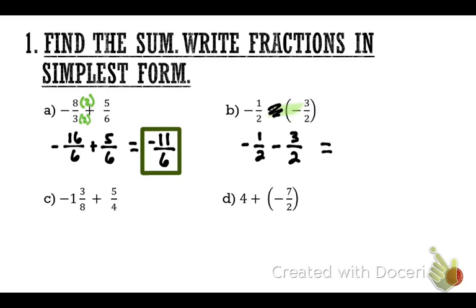Zion, what would the answer be? 4 halves. Okay, 4 halves. Keep the sign? Negative 4 halves. Zion, can that be simplified at all? Yes. What is negative 4 divided by 2? -2 is correct. Any questions for him on how he did problem B? Okay, let's go to the next one.